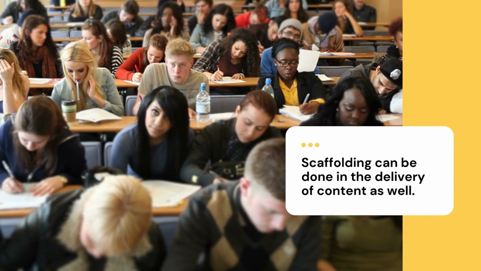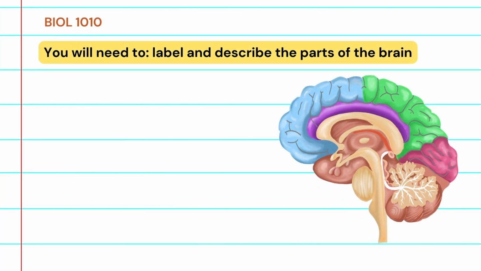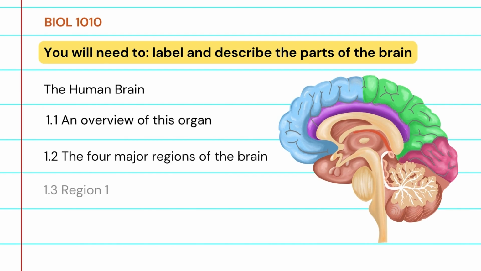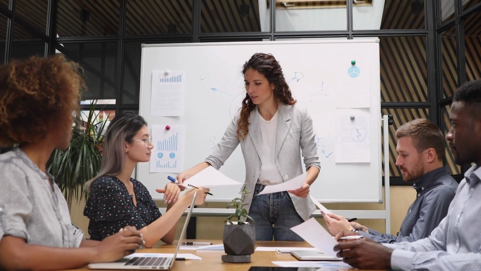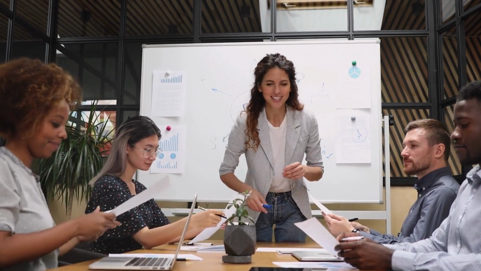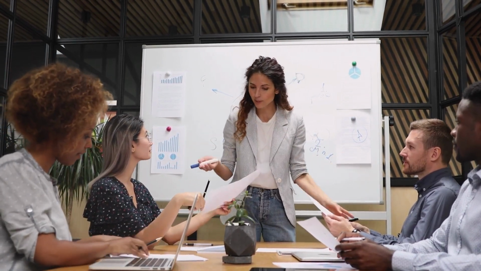Scaffolding can be done in the delivery of content as well. Perhaps an instructor wants to have students label and describe the different functions of the brain. The instructor may choose to chunk or divide this information into several smaller lessons focused on various parts of the brain before asking students to complete the entire task. Instructors can also use rubrics to help guide students toward a more structured approach to completing a task and also provide feedback that students can incorporate.